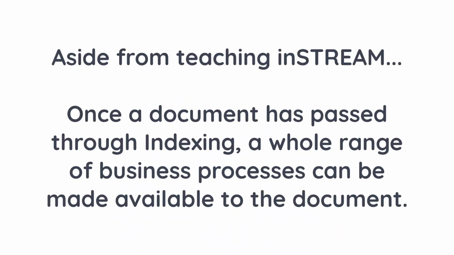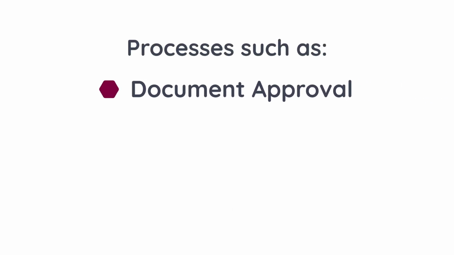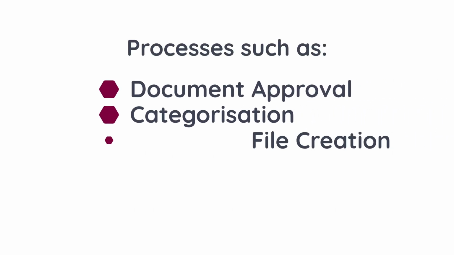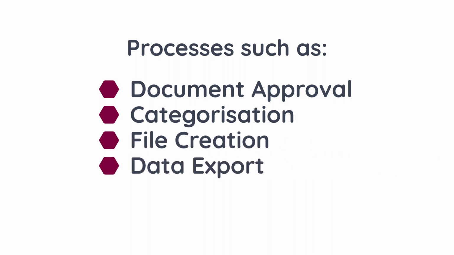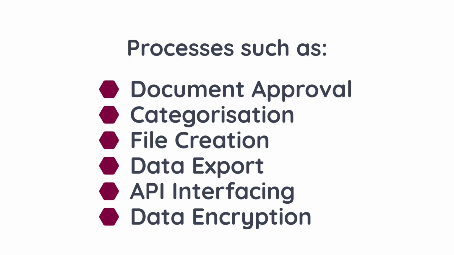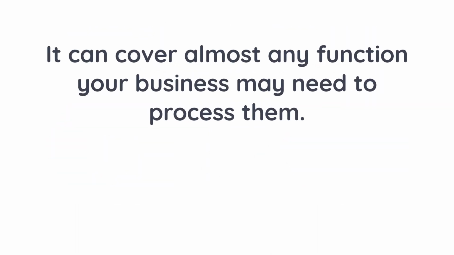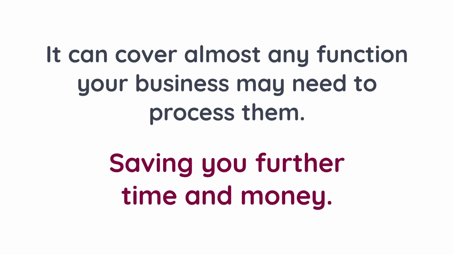Aside from teaching inSTREAM, once a document has passed through indexing, a whole range of business processes can be made available to the document. Processes such as document approval, categorization, file creation, data export, API interfacing, data encryption, and many other functions your business may require. Once inSTREAM has been taught your documents, it can cover almost any function your business may need to process them, saving you further time and money.